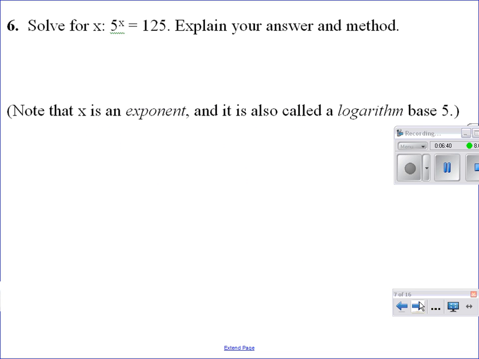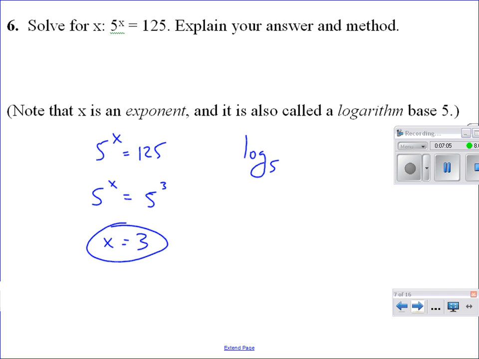Okay? All right. So now let's go with 5 to the x. 5 to the x is 125. Basically 125 is 5 to the third, so x equals 3. So we can say the same thing, log base 5 of 125 equals 3. Okay? Log base 5 of 125 is 3.